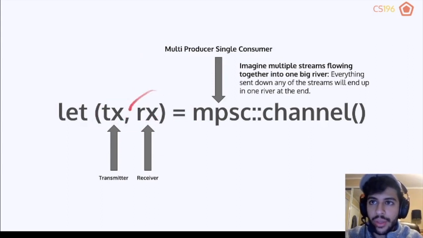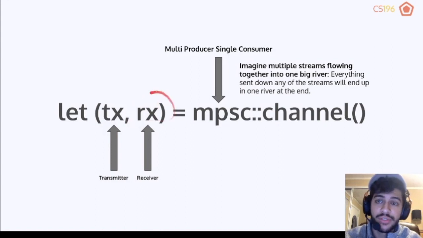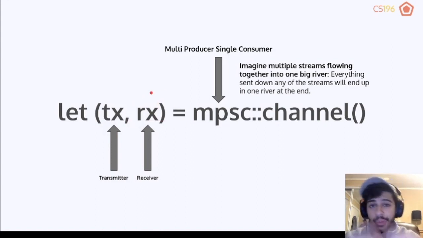So now this returns two values. We have the receiver and the transmitter. Obviously, you can name these variables whatever you want. It's just pretty traditional to name the receiver Rx and the transmitter Tx. So we said the transmitter is what's actually sending the data. It is where the boats are being sent off. And the receiver is what's receiving those boats, right, in the real world example.